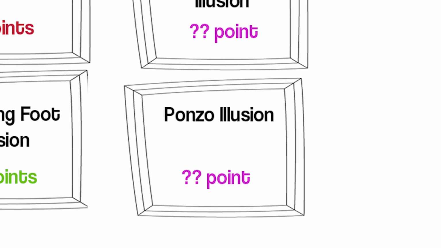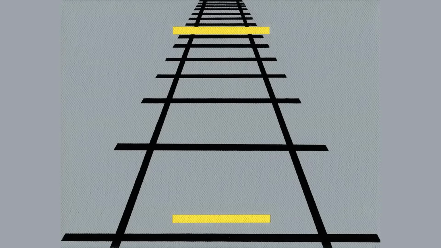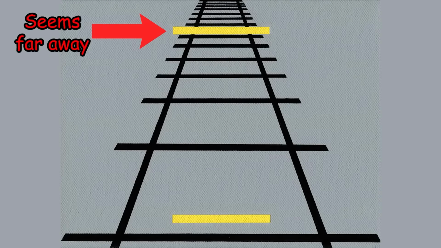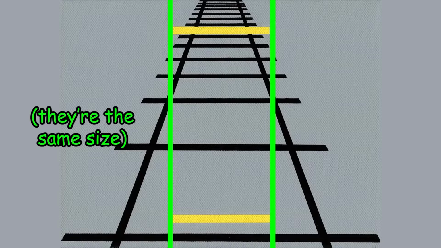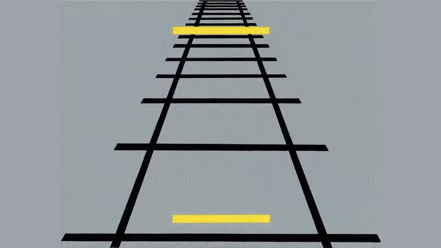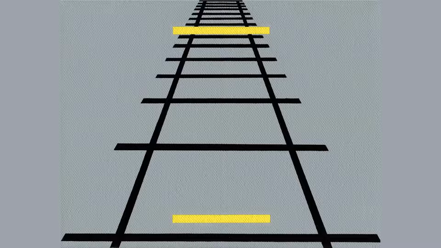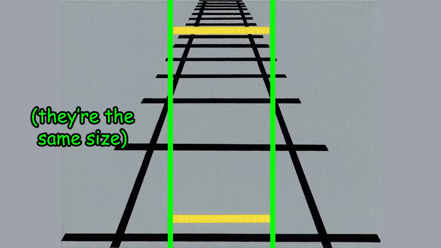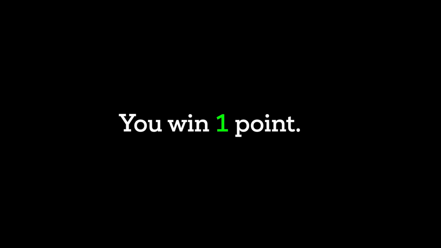Ponzo illusion. At first glance, the upper line seems notably longer than the bottom one, yet they're actually the exact same length. This illusion arises because our brains interpret the converging lines as depth cues, imagining the upper part as being farther away. By assuming the upper line is distant, our brain compensates and enlarges it visually. The Ponzo illusion cleverly exploits our instinctive tendency to interpret two-dimensional images as three-dimensional spaces. You win 1 point if you knew this one.